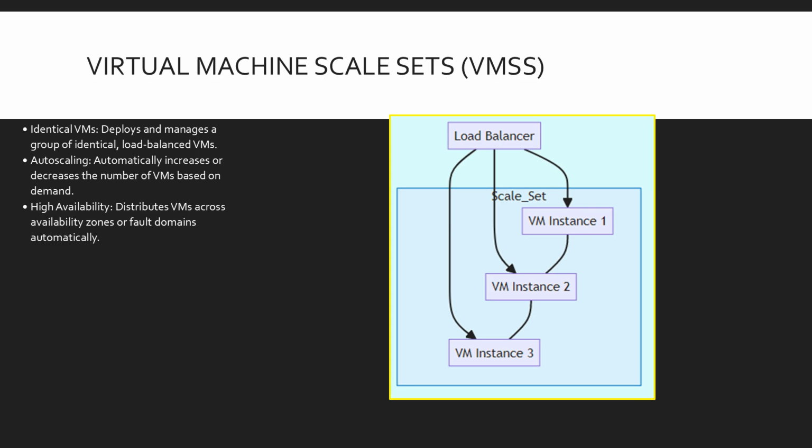This diagram shows a virtual machine scale set. A load balancer sits at the top, distributing traffic down to multiple VM instances contained within the scale set. This visualizes how VMSS treats multiple VMs as a single logical unit for easier management and scaling.